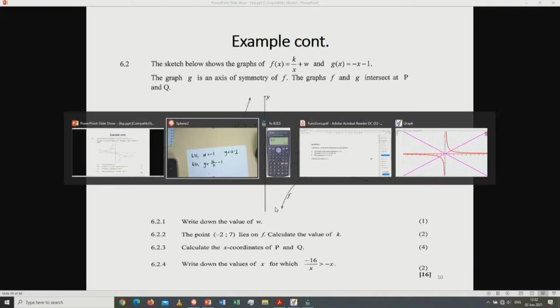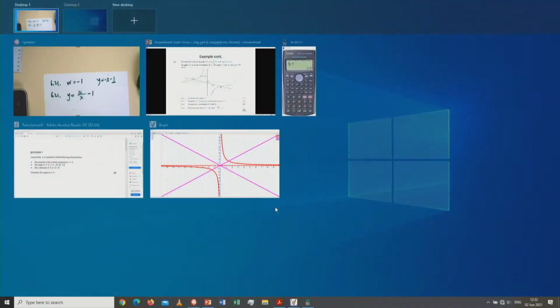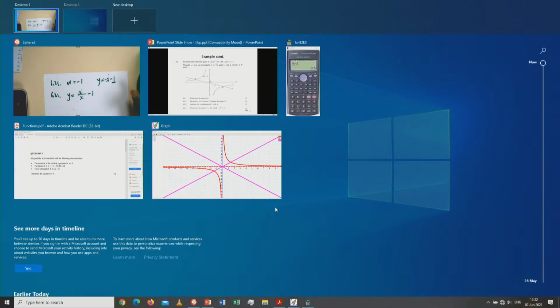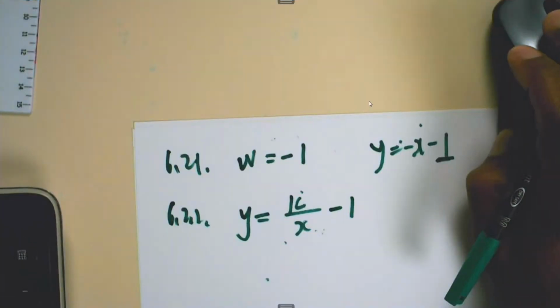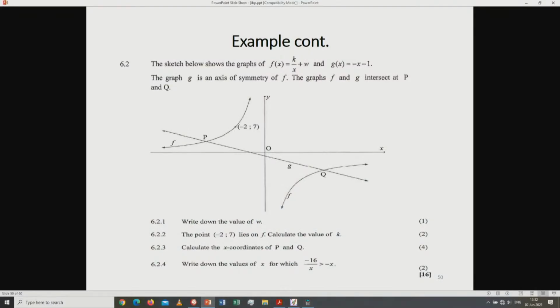Right? Yes. We have y equals K divided by x minus 1. That minus 1 represents the shift. Then we need to determine the value of K. There is a point on the graph. What is that point? We're going to substitute the point.